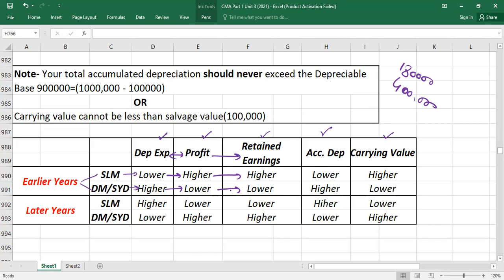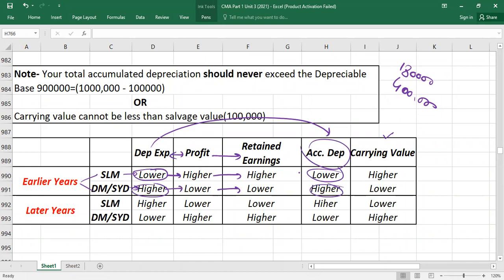Done. Then guys, I'm going to link with the accumulated depreciation. For this, you need to just look at this column, depreciation expense to the accumulated depreciation. Because if depreciation expense is lower, obviously accumulated depreciation will also be lower. If depreciation expense is higher, accumulated depreciation will also be higher.